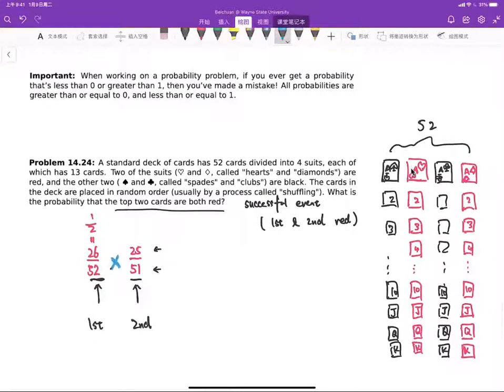So anyway, we should multiply them together because picking 2 cards are independent, right? Every time you pick a card, the 2 picks are independent. So that's why we should multiply them together. The answer will be 25 over 102. Very good. So that's the answer. Any questions so far?